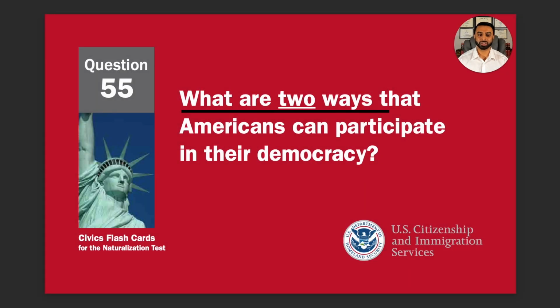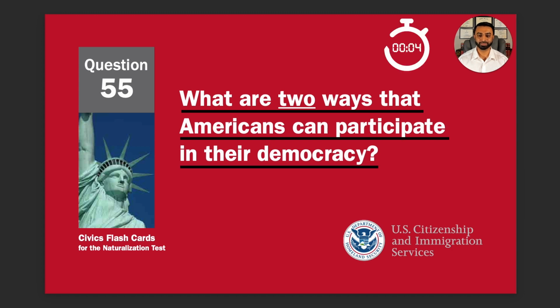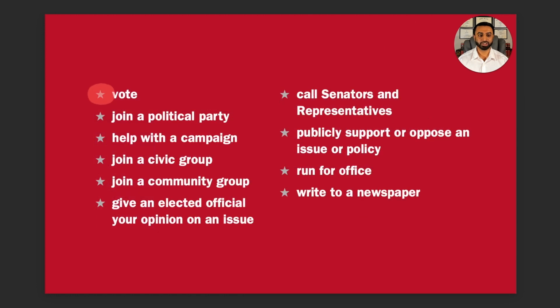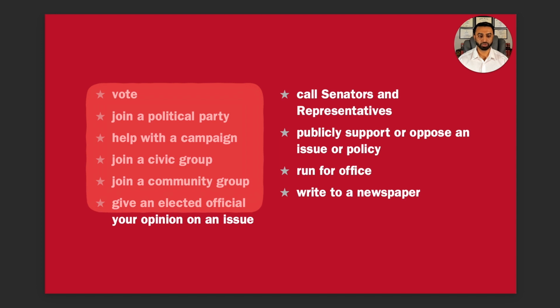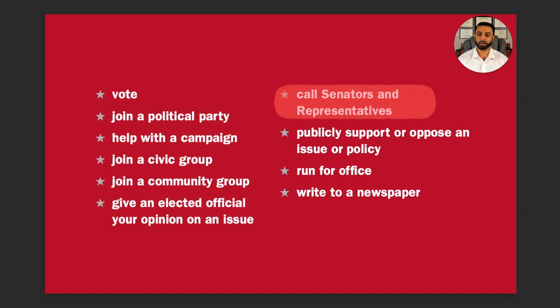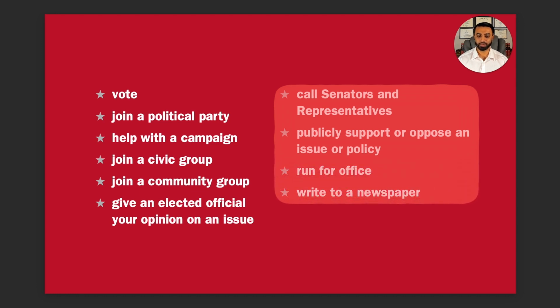What are two ways that Americans can participate in their democracy? Americans can vote, join a political party, help with a campaign, join a civic group or a community group, give an elected official their opinion on an issue, call their senators or representatives, publicly support or oppose an issue or policy, run for office, and write to a newspaper. You only need to know two of these for your test.